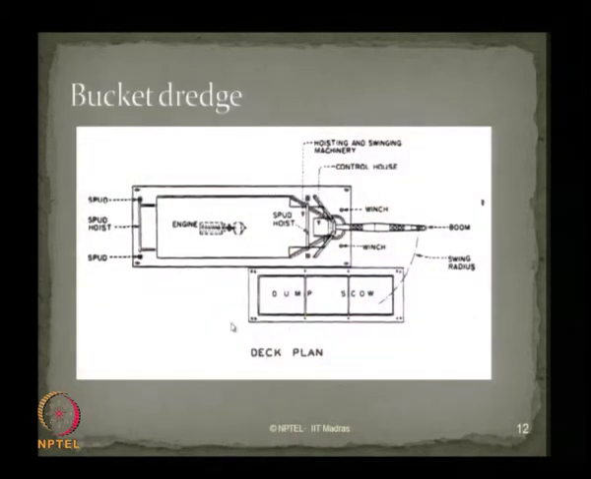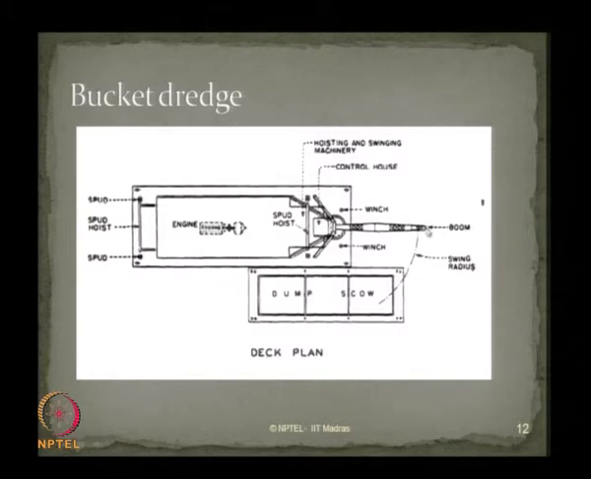The bucket dredger, as you see here, has different important machinery parts operating with this dredger. It has a self propelled engine which can be supported by the spud cans, where it can be positioned and restrained while under operation. The bucket dredger has a very long boom and a winch, based on which the whole operation of cycling or the swinging radius is controlled by the spud hoist as you see here. The hoisting and swinging machinery and the control house are all located on the front side of the dredger.